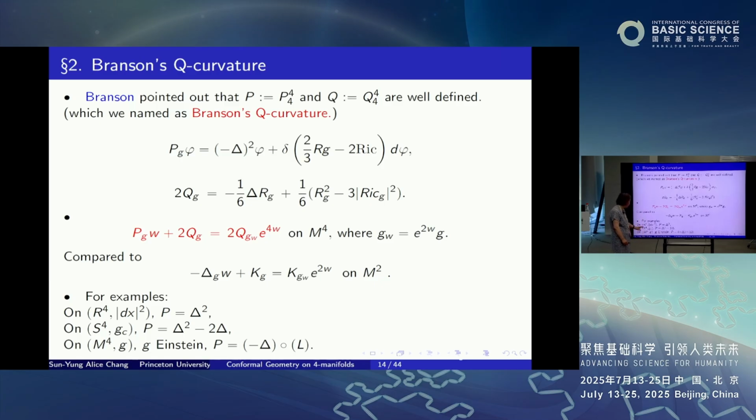So for example, when on a sphere, P4 is just a bi-Laplacian, it turns out to be the Laplacian composed with the conformal Laplacian.